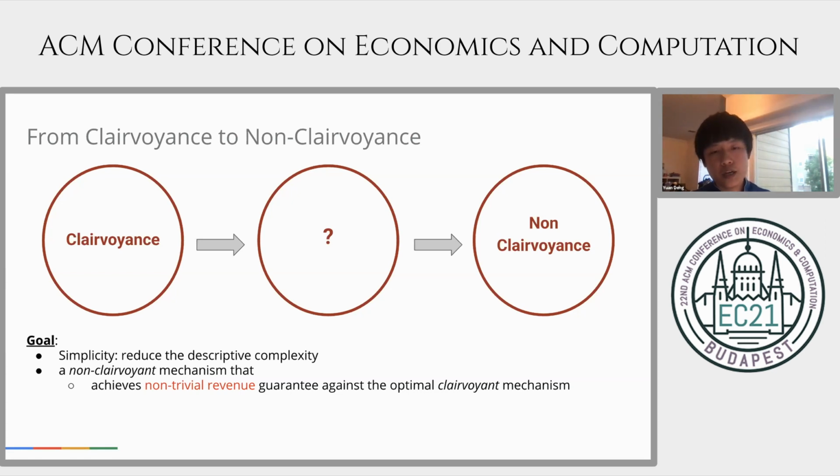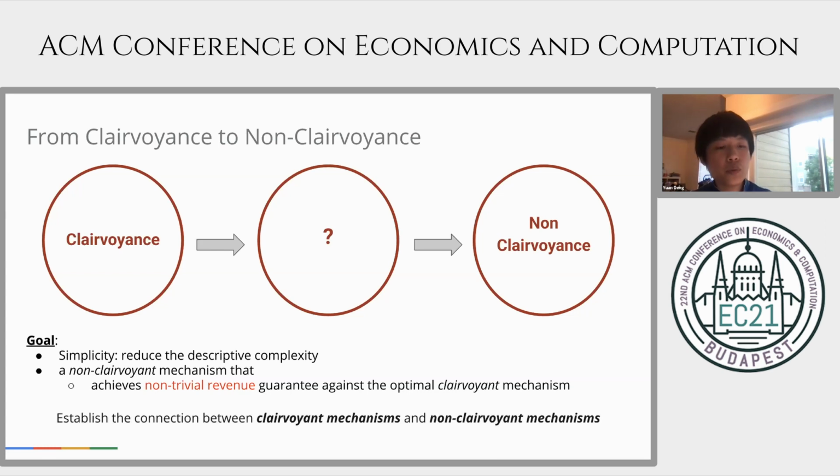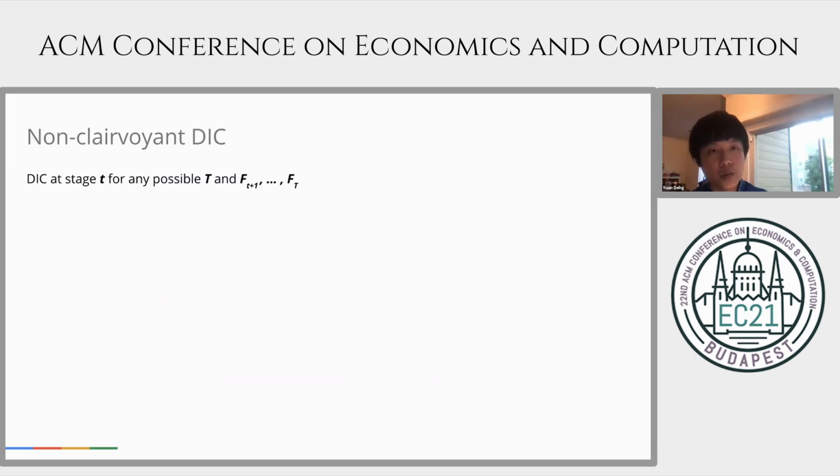So when we try to design our mechanism design framework, we have 2 goals in mind. The first goal is simplicity. Basically, we would like to reduce the descriptive complexity of dynamic mechanisms. The most general dynamic mechanism could have exponentially large descriptive complexity because it can potentially depend on the buyer's historical bids. And more importantly, we would like to design a non-clairvoyant mechanism that can achieve non-trivial revenue guarantee against the optimal clairvoyant mechanism. So in other words, we would like to establish the connection between clairvoyant mechanisms and non-clairvoyant mechanisms.